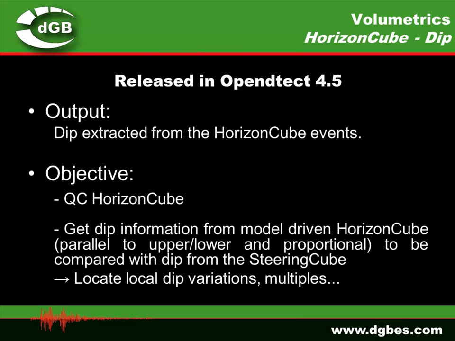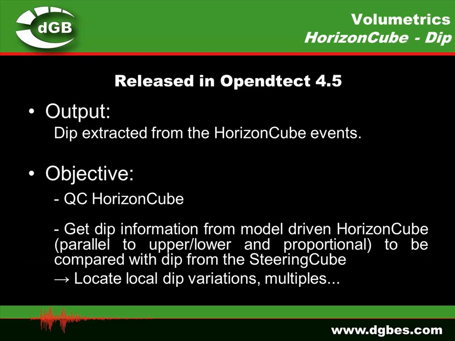In 4.5, you are able to extract the dip from the HorizonCube events. The dip is extracted along the events, and then it's interpolated in between. The objective is to easily QC a HorizonCube, but also the quality of the steering cube. Getting the dip information, you can use a model-driven HorizonCube and compare with the original dip from the steering cube. That allows you to locate some local dip variations or multiples, for example.